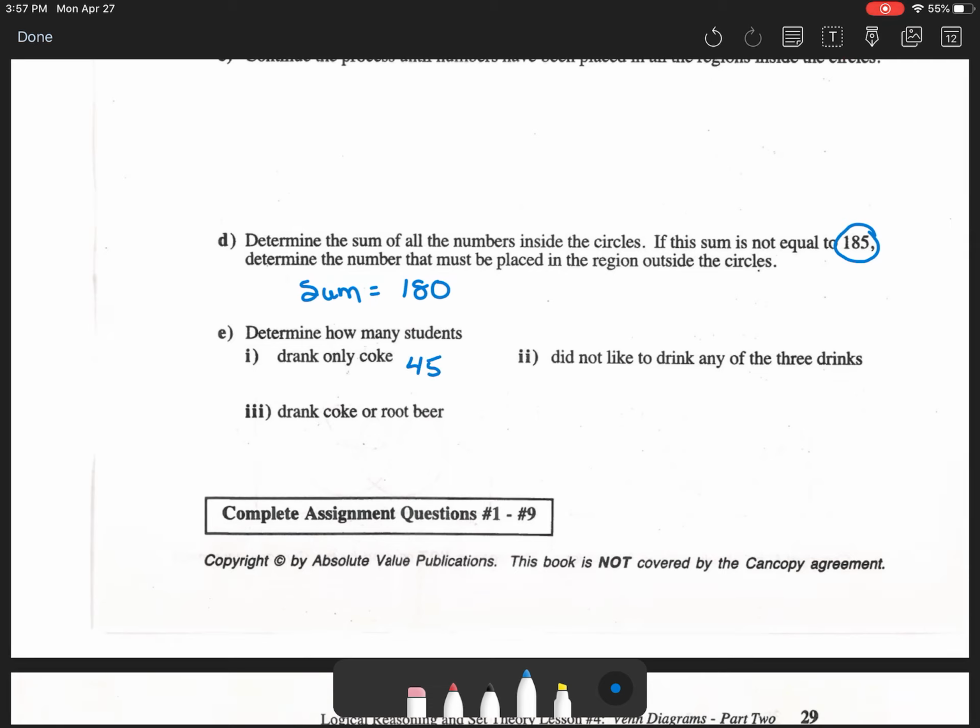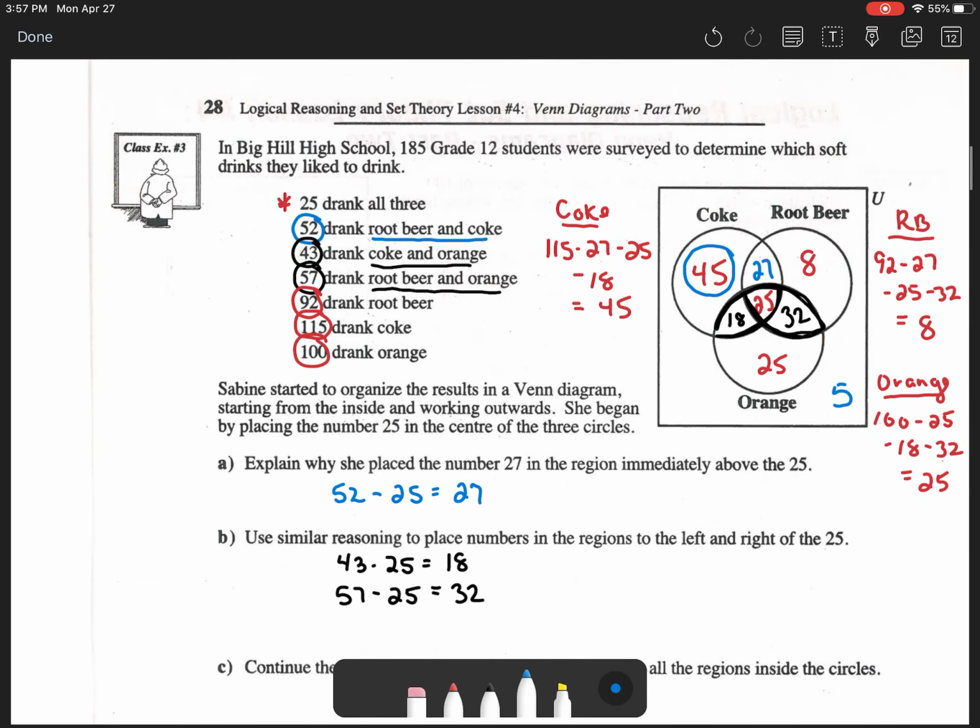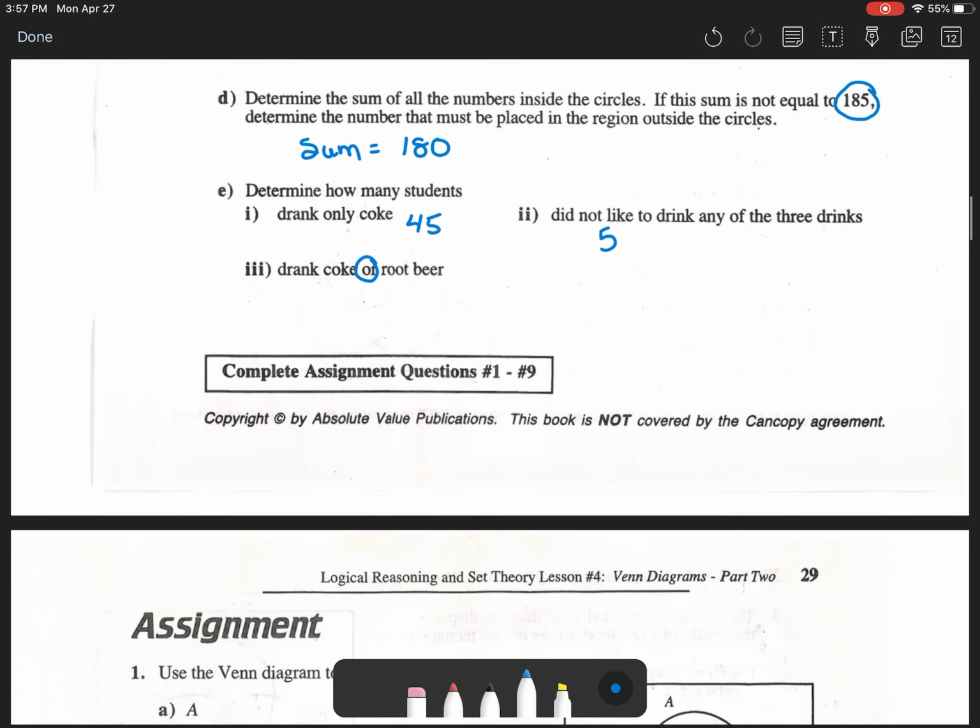So when I go up to the diagram, only Coke is this value right here, the number inside Coke that is not overlapped by any other set. So the number of students who drank only Coke, that would be 45. The second one, did not like to drink any of the 3 drinks. Well, that was the 5 students that were outside the circles but still inside the universal set. And then drank Coke or root beer. So that's anything inside the 2 circles.